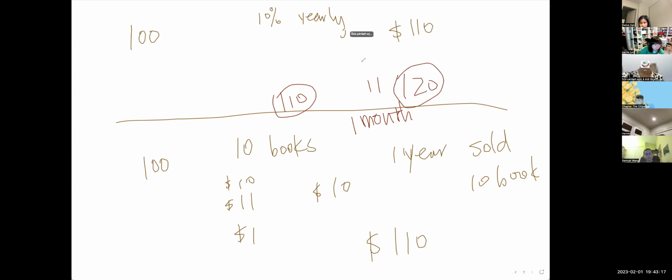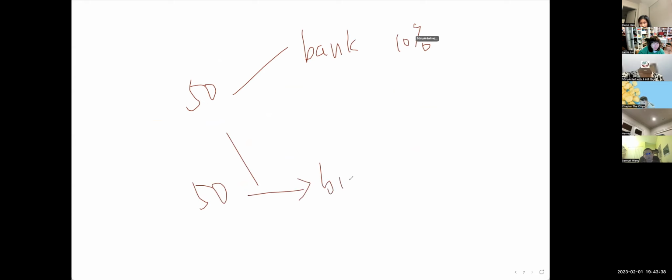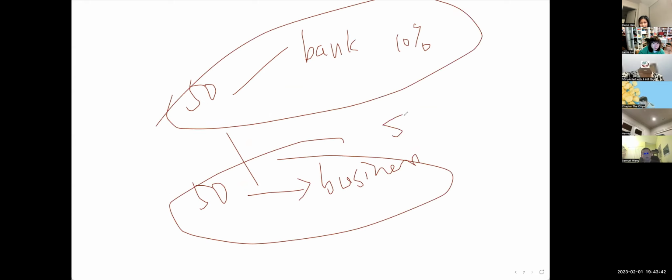Get it? So of course, Samuel is safe, but Daniel has more possibility of earning more money. Understand, everybody? So the best way is doing this. You do $50, you give it to the bank, you get 10% safely. You take the other $50, you do the business. Get it, everybody? So this is what you share: you balance the profit between 2 different activities.